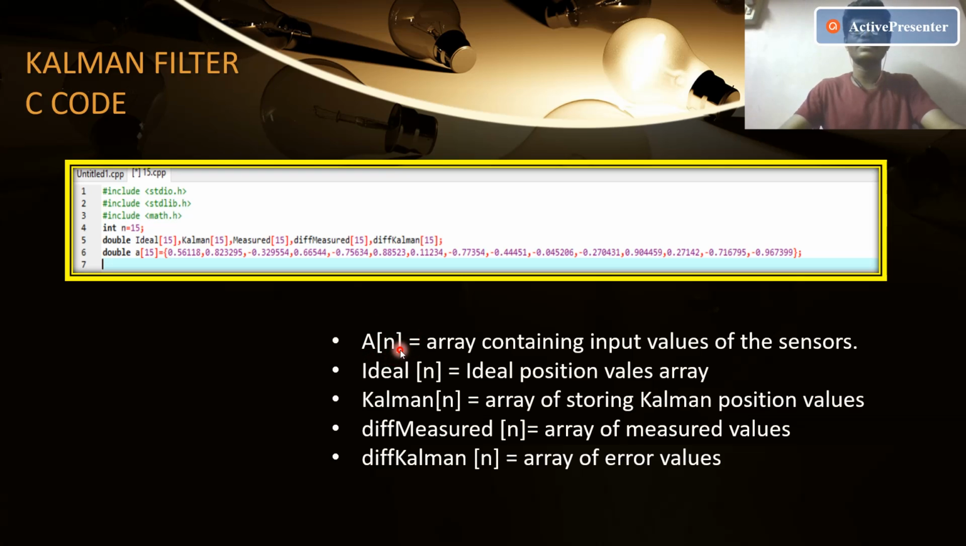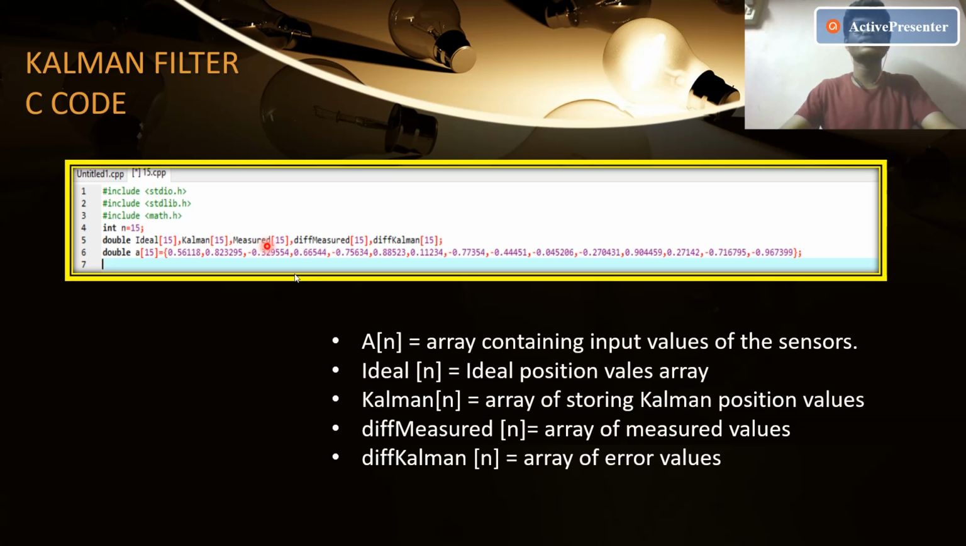The next variable here is ideal. This ideal array is nothing but the expected or ideal values. Then the Kalman array. This Kalman array holds the current iteration values, whereas the ideal array was the threshold values. Then we have two important arrays. First is the measured array.